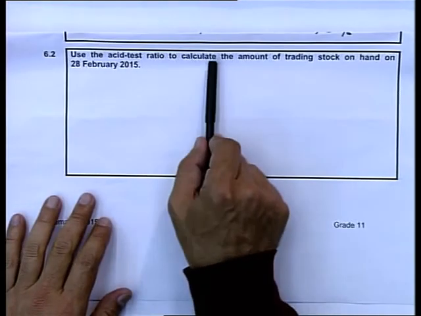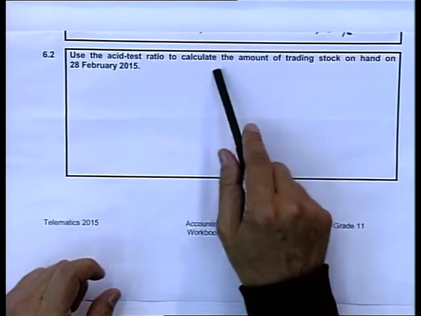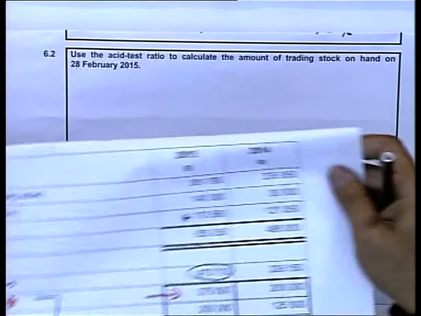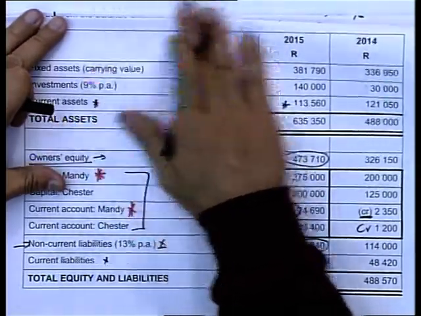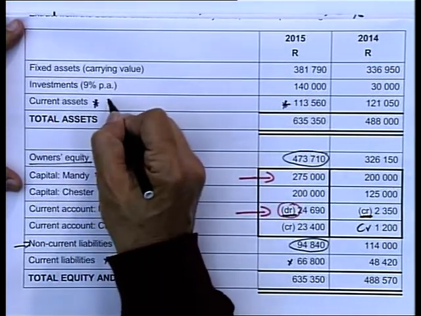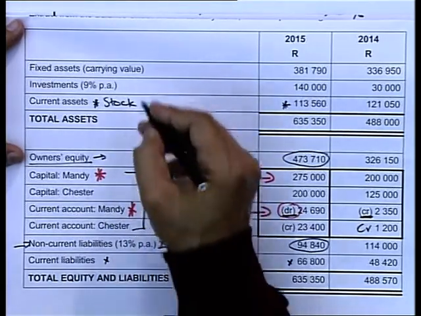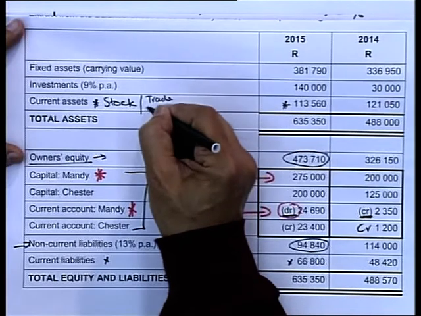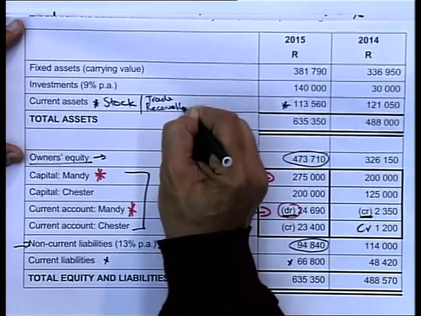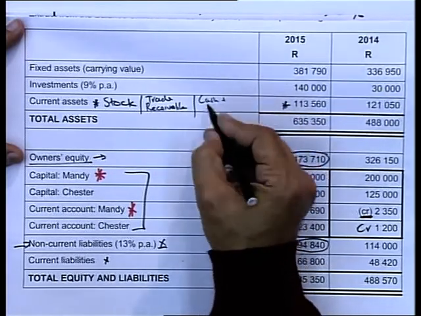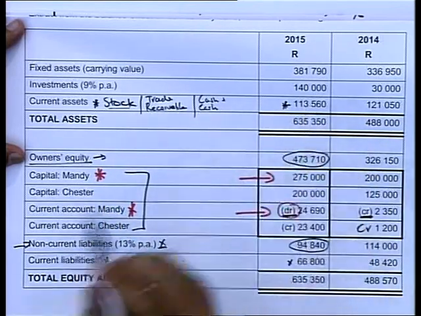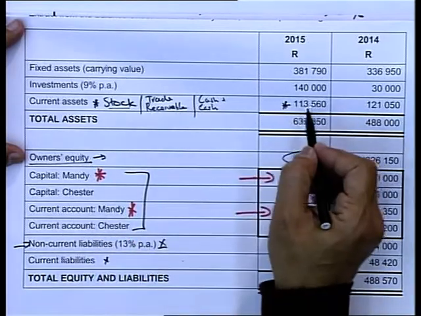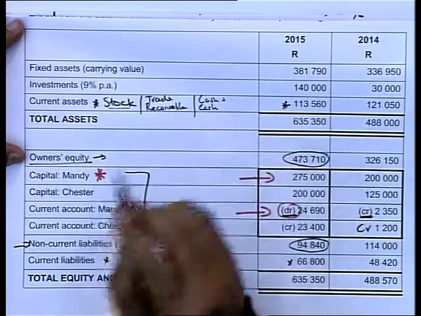Good. Now the next question. It says, use the asset test ratio to calculate the amount of stock that we have. Okay, so let's just go to the information quickly. Here you go. Your current assets figure is made up of your stock, your trade receivables, and your cash and cash equivalents. So we want to know how much stock is included in there. We only want to know the value of the stock. But that figure consists of stock, receivables, and cash and cash equivalents.